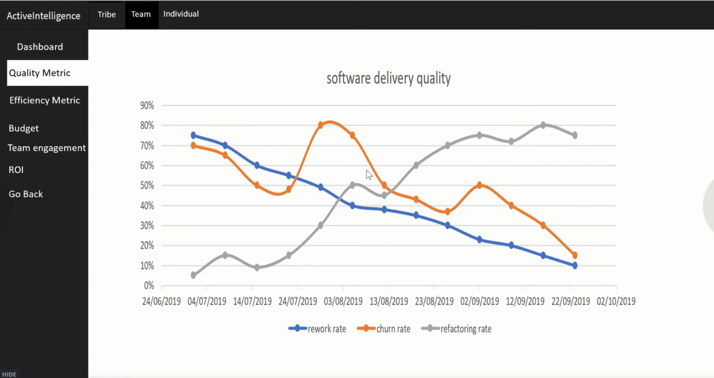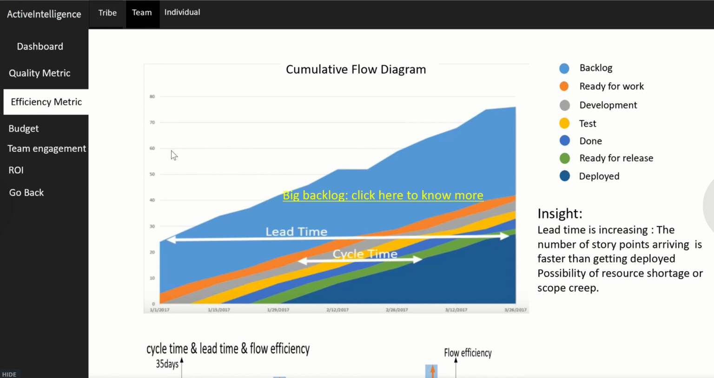Understanding these metrics can help a team lead or engineering lead to understand what happened or why we are delivering late. Now let's look into the efficiency metric. For the efficiency metric, we are showing you a cumulative flow diagram, which is a process followed in Kanban. You can see this is the cycle time, lead time, and backlog.